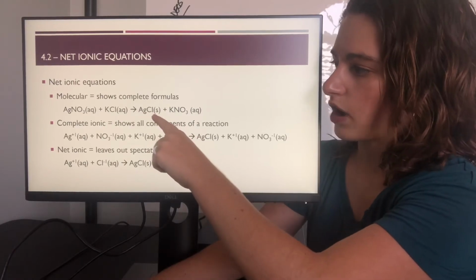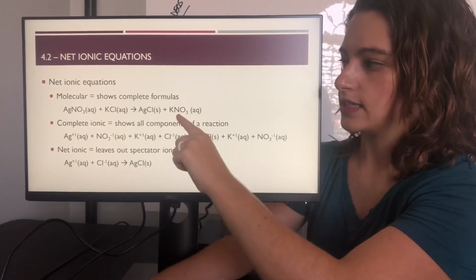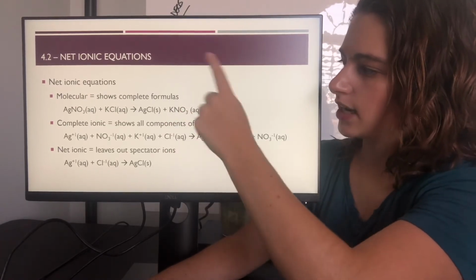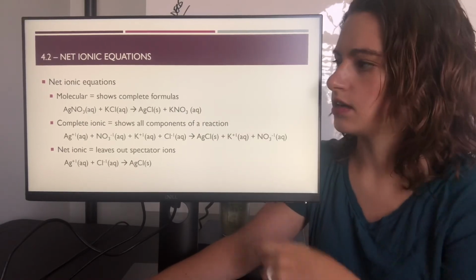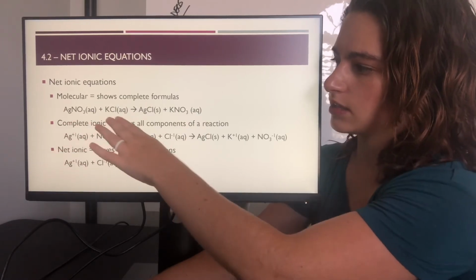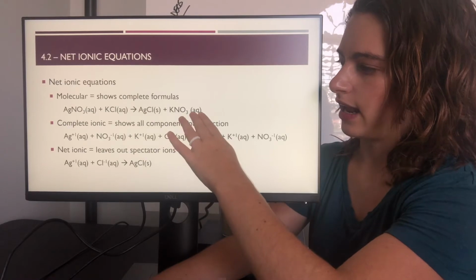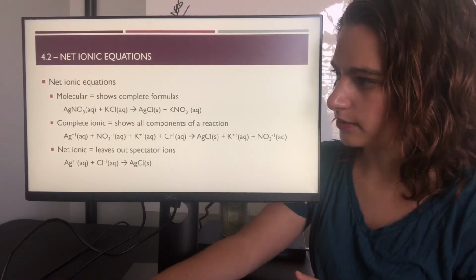So silver chloride, although chlorides are usually soluble, silver chloride is not, so it's a solid, so we put an S. And then potassium nitrate is still a nitrate. Nitrates are soluble, so we're going to put another aqueous. So this tells us what's going on. So when I look at this, I know I have two things that are dissolved in water, and then at the end I've got a solid and I've got another product that is also dissolved in water.